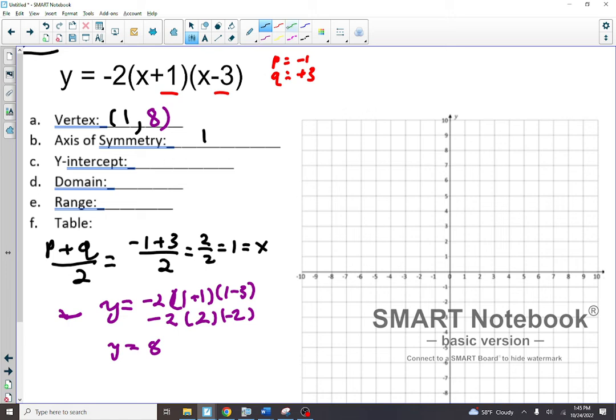Okay, y-intercept, same process. X equals 0. So -2 times (0 plus 1) times (0 minus 3). -2 times 1 times -3. That seems to be a 6 at the end. So that's going to be (0, 6). The domain is all reals. The range, y, is going to be less than or equal to 8.